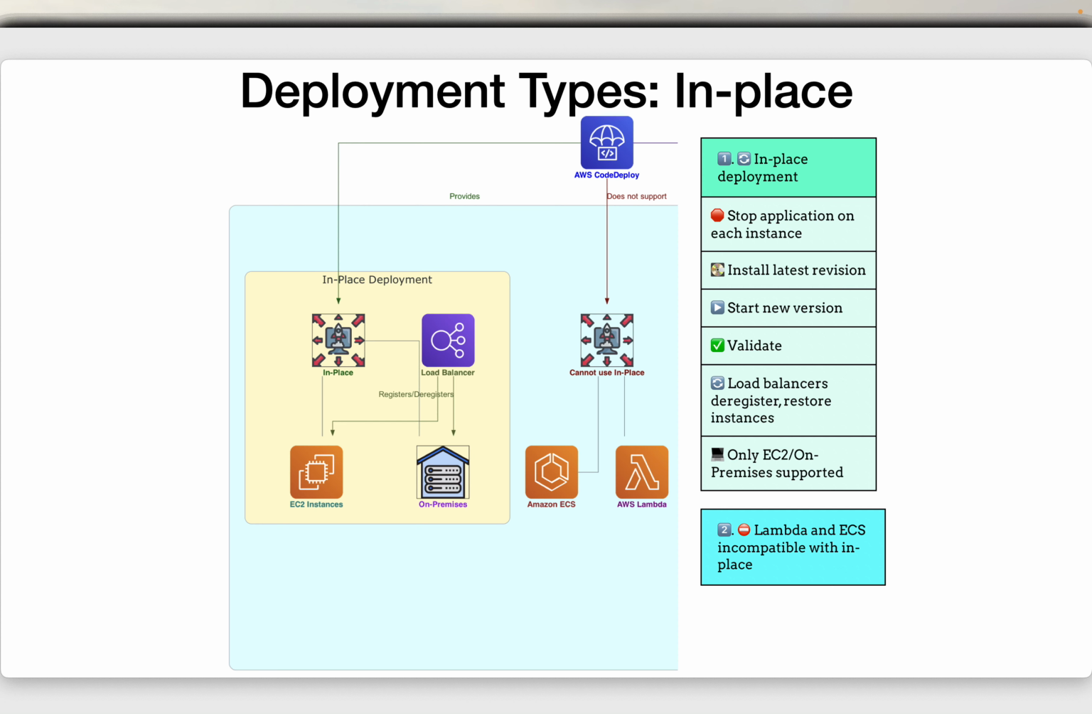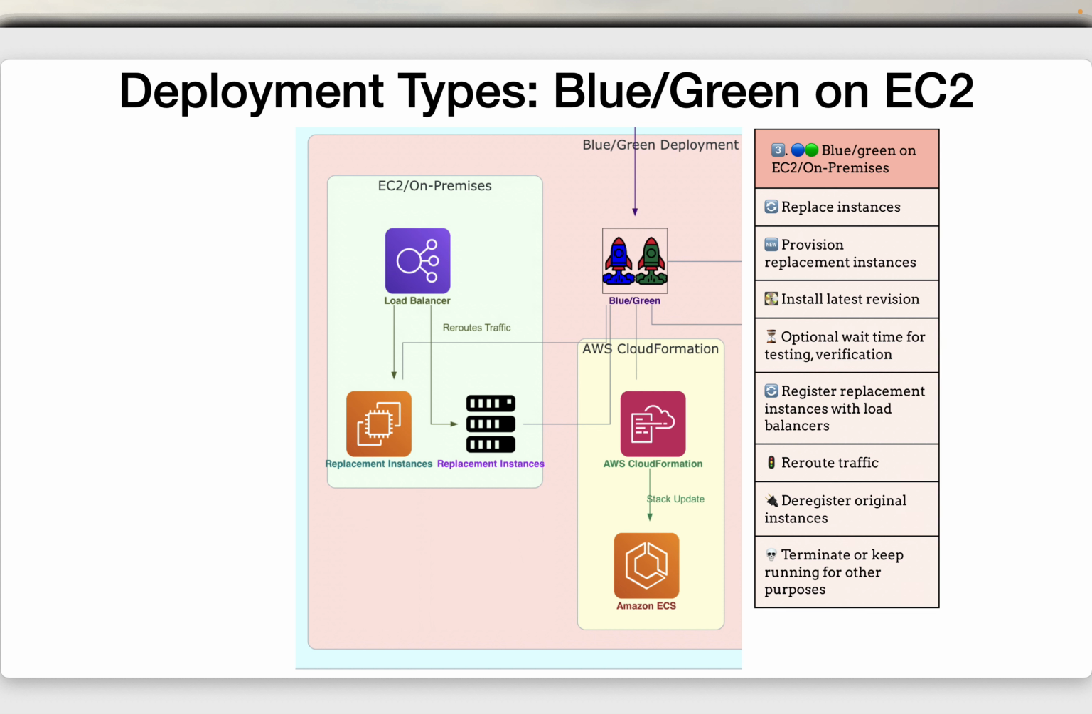CodeDeploy. Next one is deployment type blue-green on EC2. In blue-green deployments on EC2 or on-premises instances, the instances in the original environment's deployment group are replaced by a different set of instances, the replacement environment. This involves provisioning replacement instances, installing the latest application revision, an optional wait time for testing and verification, and registering replacement instances with load balancers to reroute traffic. Original instances are deregistered and can be terminated or kept running for other purposes.